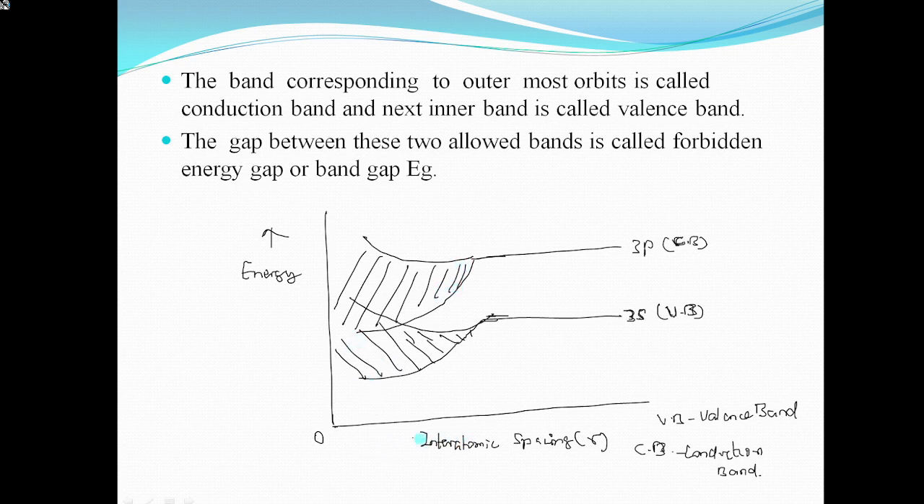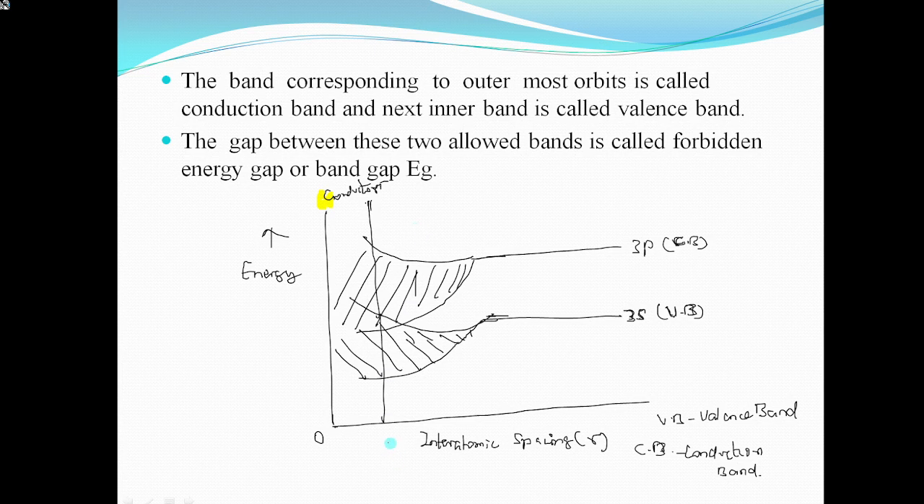Now see here, when the interatomic distance between atoms is very small, what happens? The valency band and conduction band overlap on each other. So here, this valency band and conduction band overlap. These we call conductors. So there is no gap.